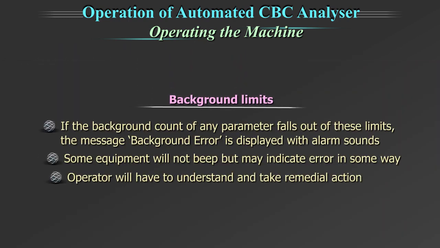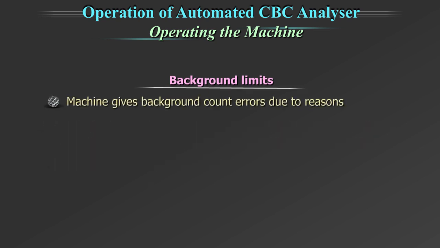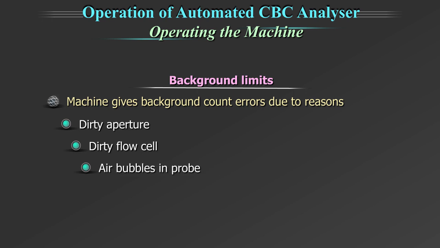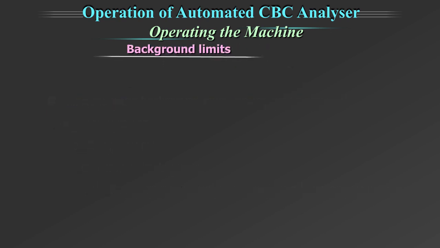If the background count of any parameter falls out of these limits, the message background error is displayed with an alarm sound. Auto rinse then should be repeated 3 to 5 times. The machine may give background count errors due to reasons like dirty aperture, dirty flow cells, air bubbles in the probe, or faulty reagents due to bacterial growth or contamination.